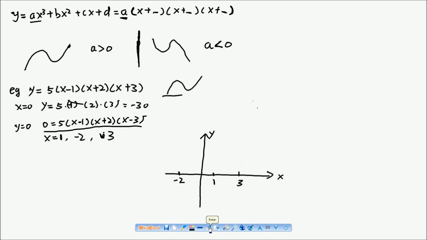Oh yeah, sorry, I did make a mistake. Our x-intercepts are 1, minus 2, and minus 3. I copied down the wrong equation here. Okay, because when x is minus 3, minus 3 plus 3 is 0, so the whole thing is 0. So minus 3 will be somewhere there, and our y-intercept is minus 30, which is here.